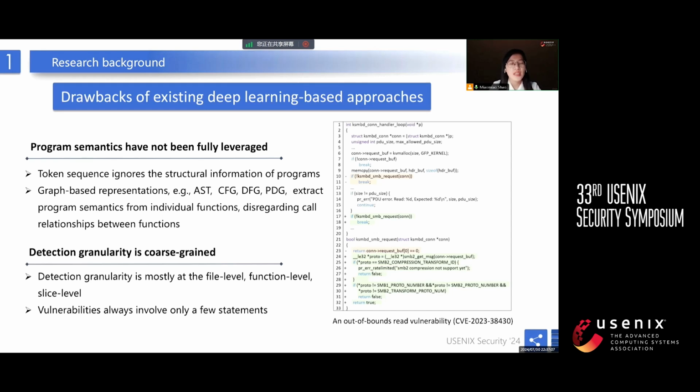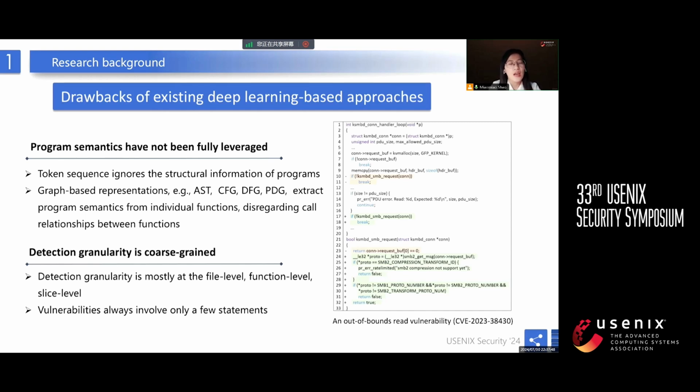On one hand, the program semantics have not been fully leveraged. Some approaches convert source code into token sequences. However, compared to natural language, source code contains rich structural information. Therefore, these approaches cannot achieve good performance. Other works transform functions into graph-based representations, such as AST, CFG, PDG. But these methods lack interprocedural analysis for source code.